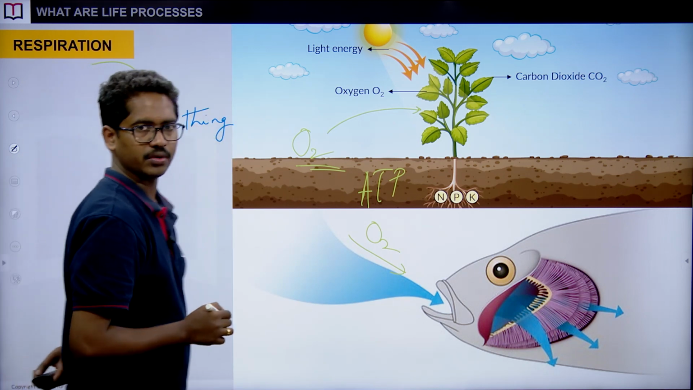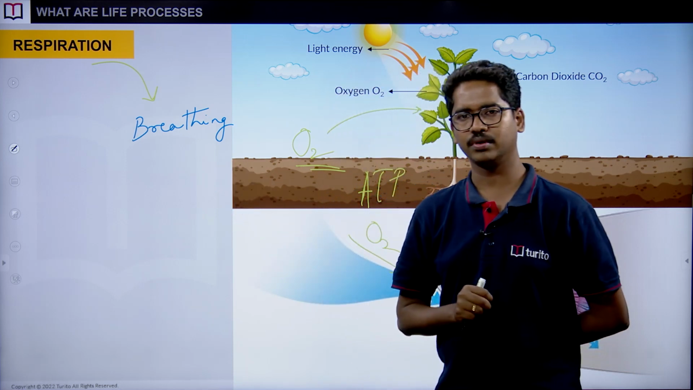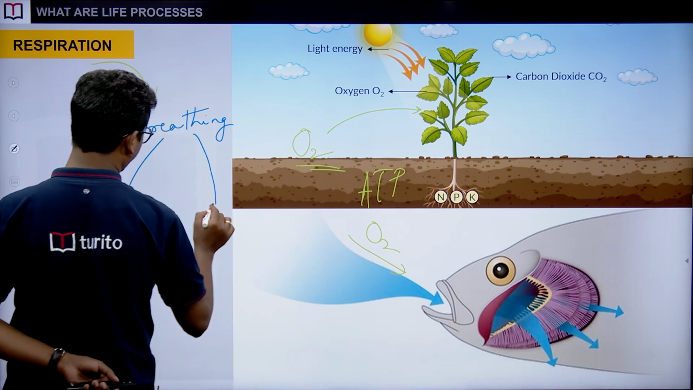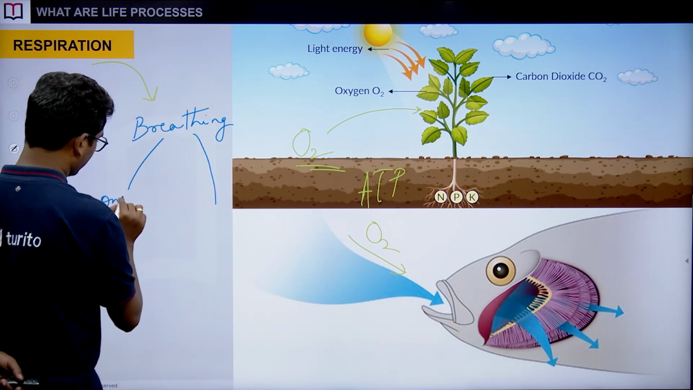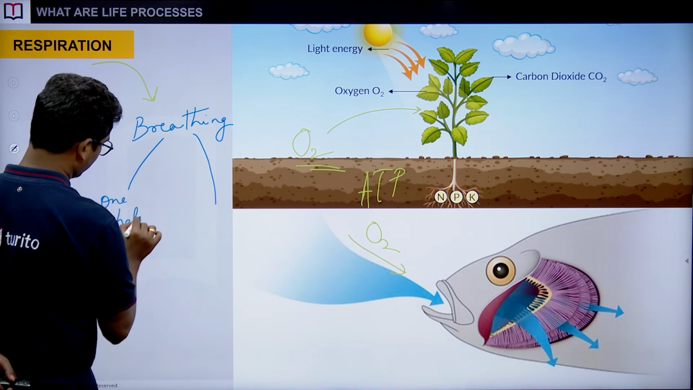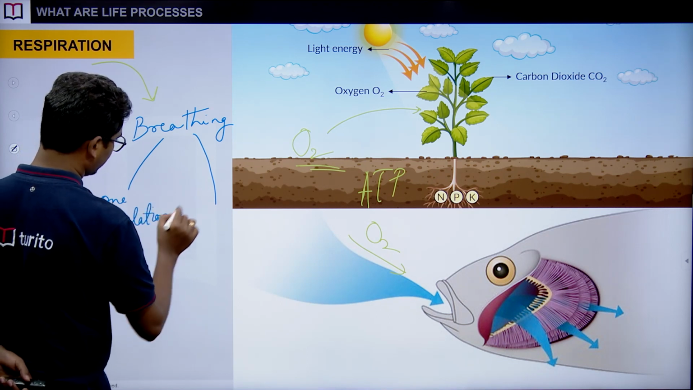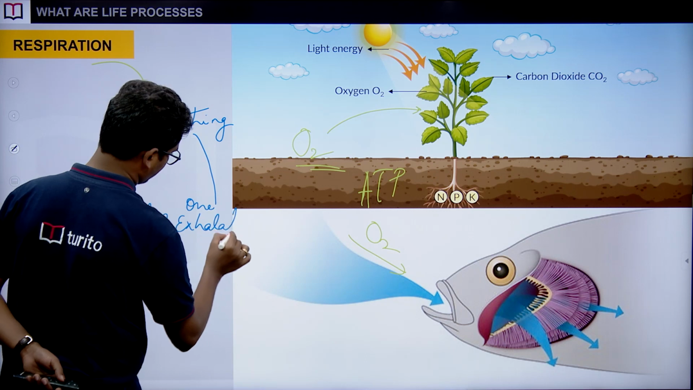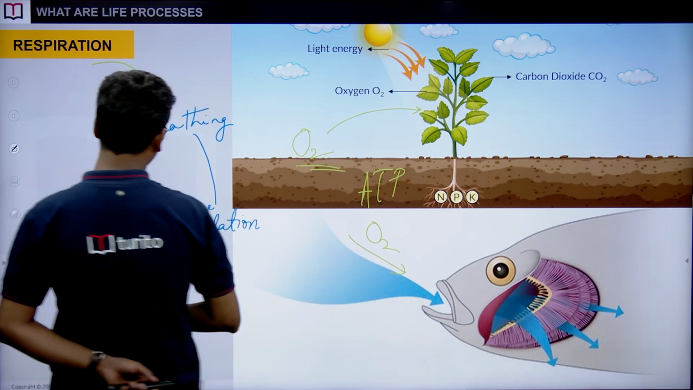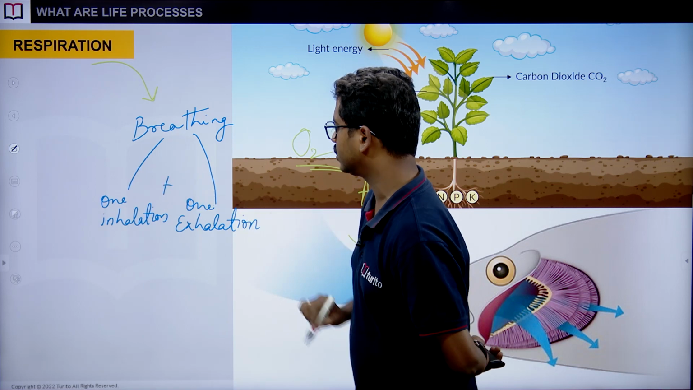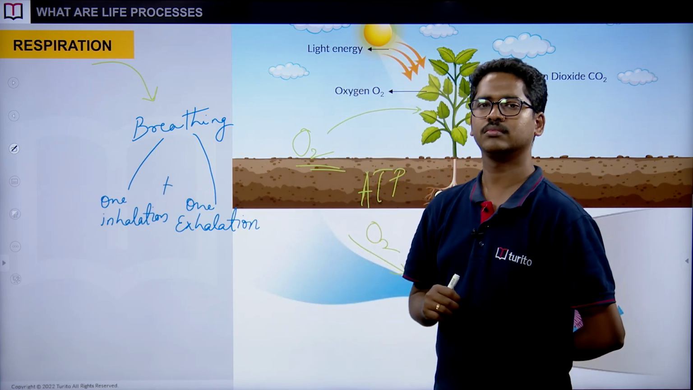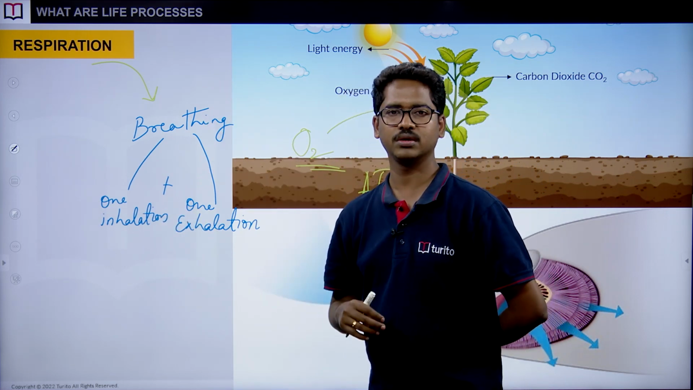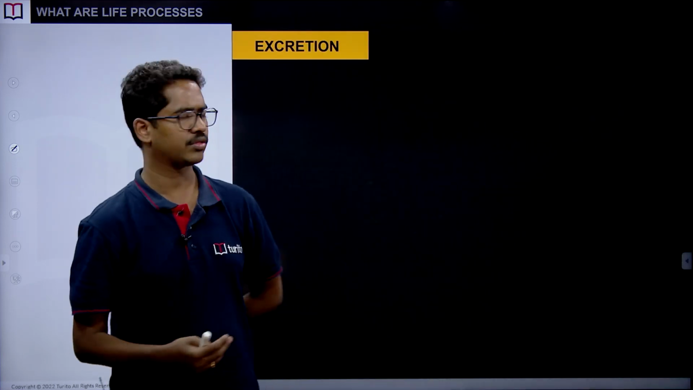So respiration includes breathing. Okay, that's quite simple. So what you can make out here is breathing is, again it's a combination, that is, it's not that you don't know, but I am just writing it for you. So breathing includes one inhalation plus one exhalation. So respiration includes breathing, and breathing is one inhalation plus one exhalation. So all organisms respire. Okay, that's a common process.